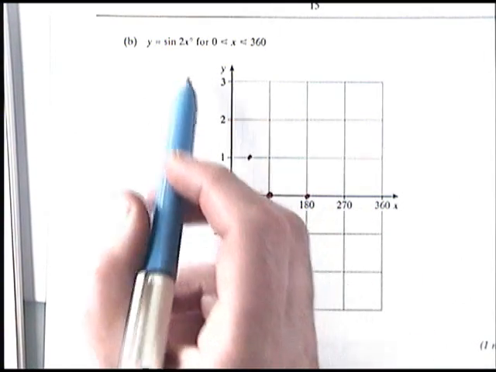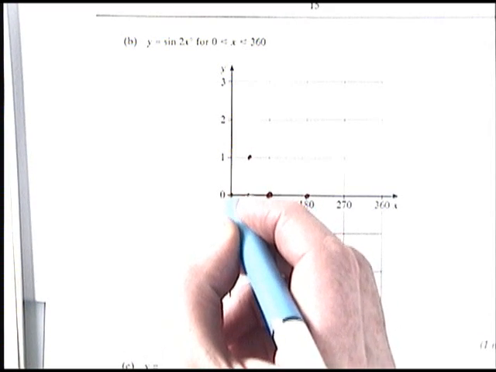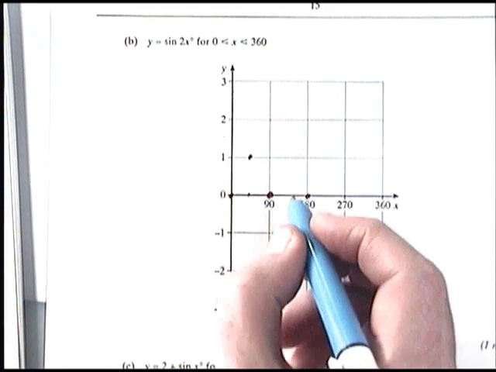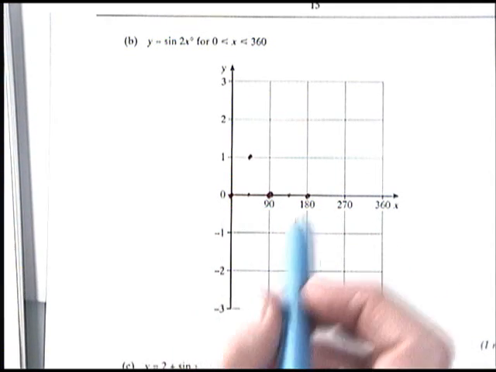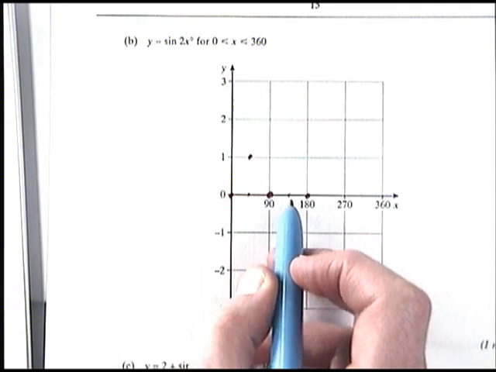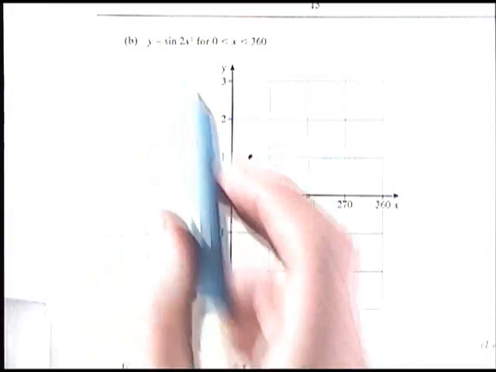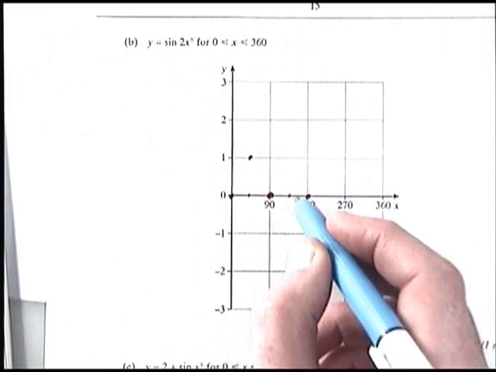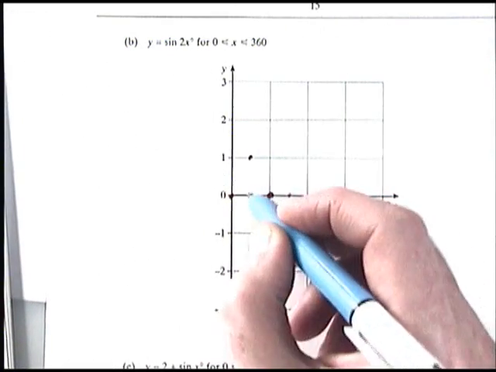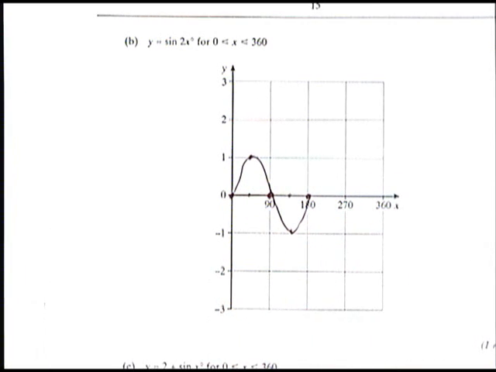When x is 0, 2 lots of 0 is 0. So that will still be at 0, just like the last one, since sine 0 is 0. We look here at 135, halfway between the 90 and the 180. When x is 135, 2x is 270. Sine of 270 is minus 1. So here, sine is minus 1. And if we join those up, we can see what's happening.